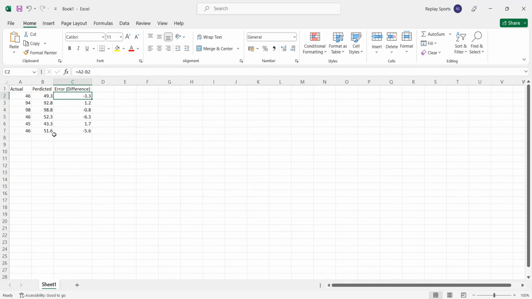Now I want to find the error value for the entire model. So what I'll do is add them together and find the average. I'll add them together and divide by n, but directly I'll say average.